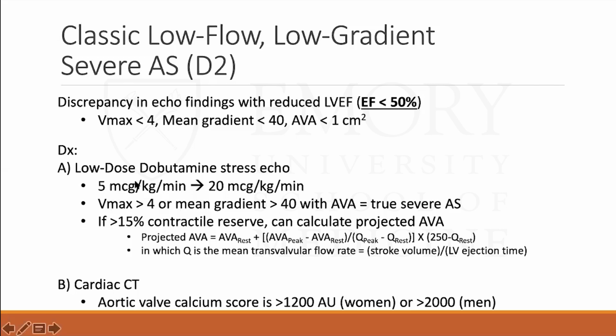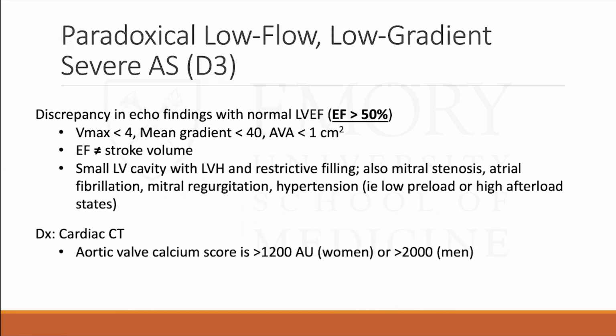Another thing you can do in addition to a DSE is a cardiac CT. And there have been a number of papers that have looked at calcium score of the aortic valve leaflets. If it's greater than 1,200 in a woman or greater than 2,000 in a man, that person probably has severe AS. And then lastly, this concept of paradoxical low flow, low gradient AS.